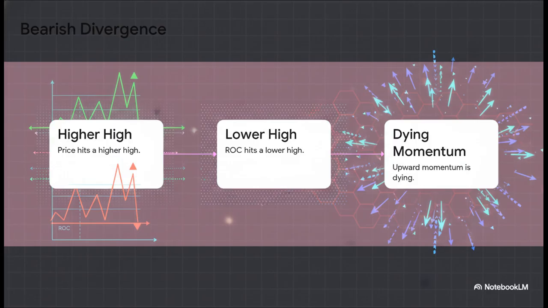Let's map out exactly what a bearish divergence looks like in the wild. Step 1, you see the stock price hit a brand new higher high. Everything looks fantastic to the average buyer. But then, step 2, you look down at your ROC indicator, and wait a second, it's hit a lower high than its previous peak. Step 3, this tells you that even though the price went up, it did so with way less energy than before. The upward momentum is dying out. That right there is a bearish divergence. And let me tell you, it is a classic trap for anyone buying at the top.